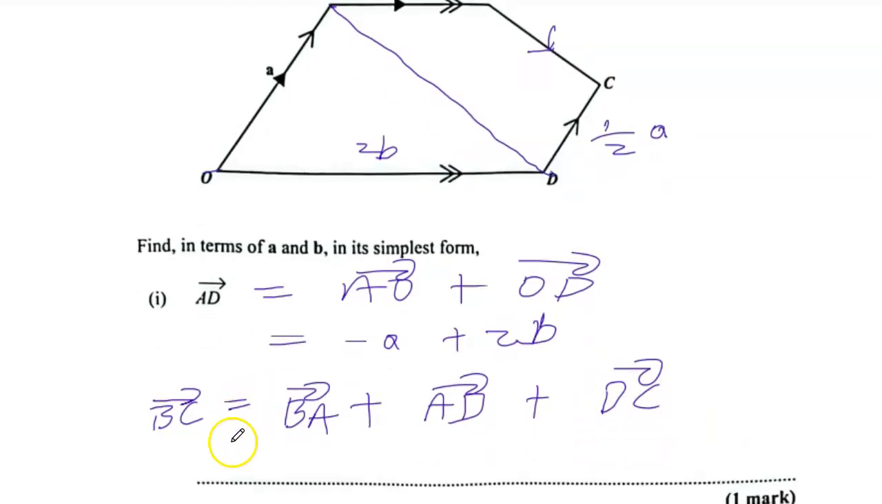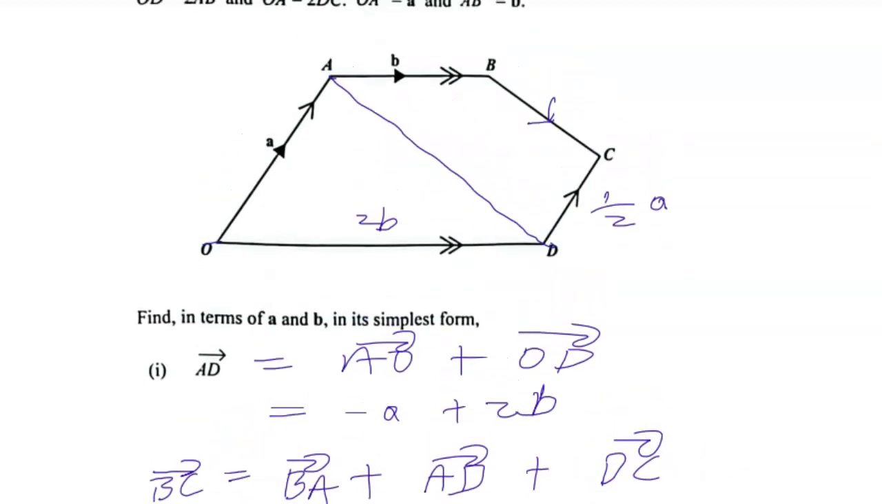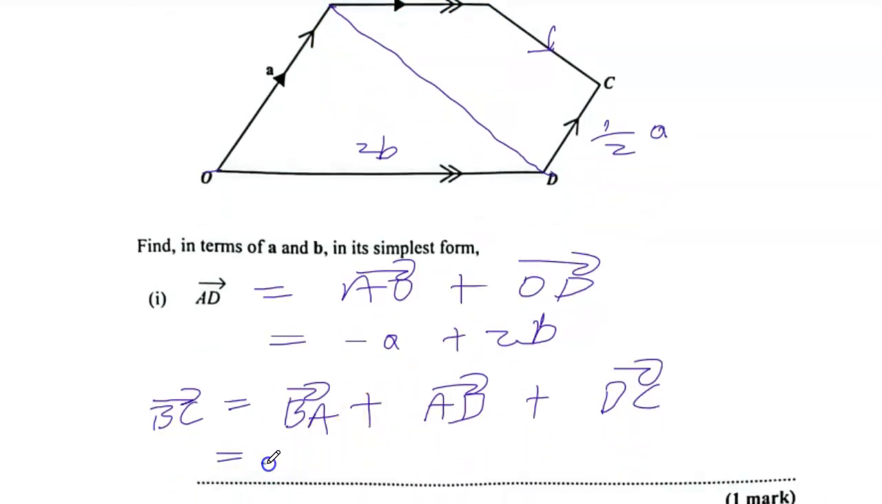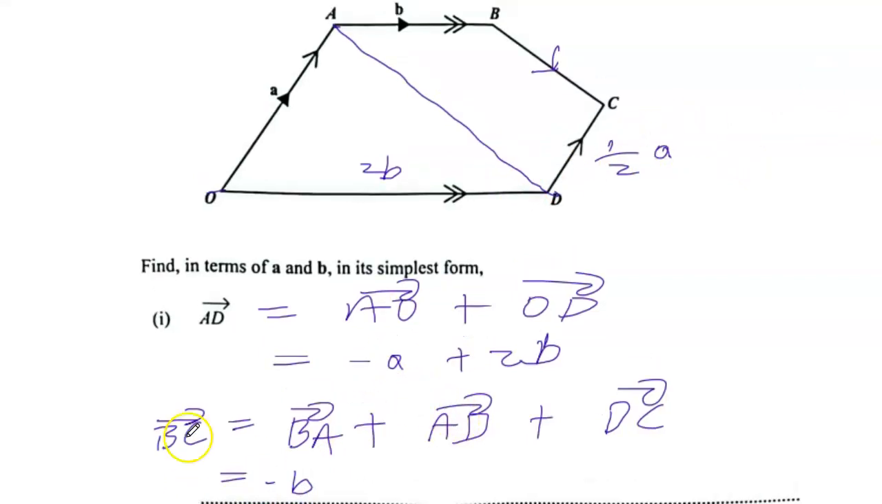Alright, so B to A. A to B is b, so its direction changes, the sign changes. So B to A will be negative b. And now A to D. We just found AD to be negative a plus 2b. And then D to C, we know D to C is half a.